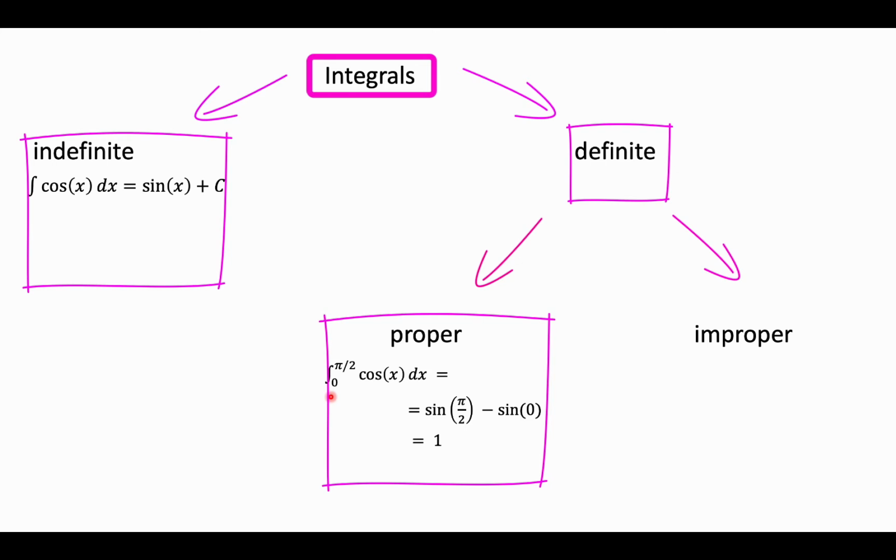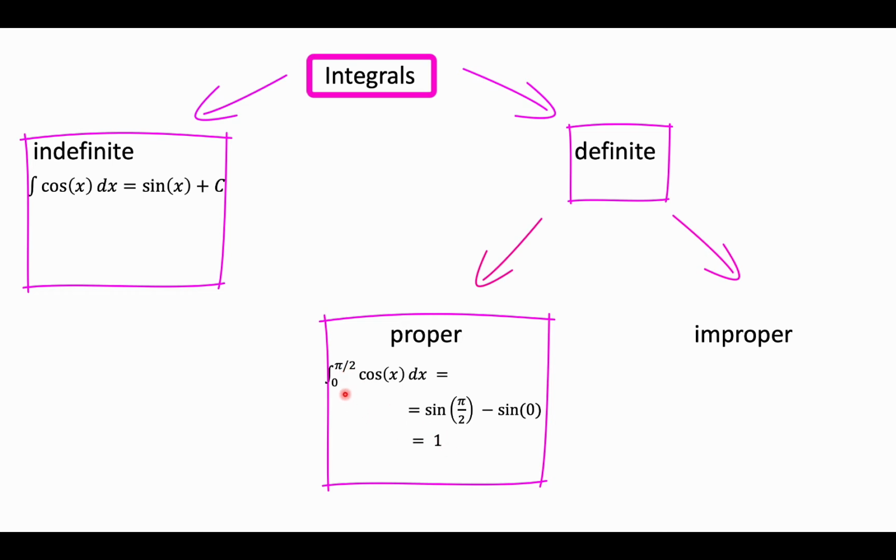To evaluate this proper definite integral, all we have to do is find one antiderivative of this function cosine. Again, we know that sine is an antiderivative, and then we evaluate sine first at pi over 2, because this is the upper limit of integration, and then the same antiderivative at 0, because this is the lower limit of integration. We know that this is 1 and this is 0, so the proper definite integral is 1.